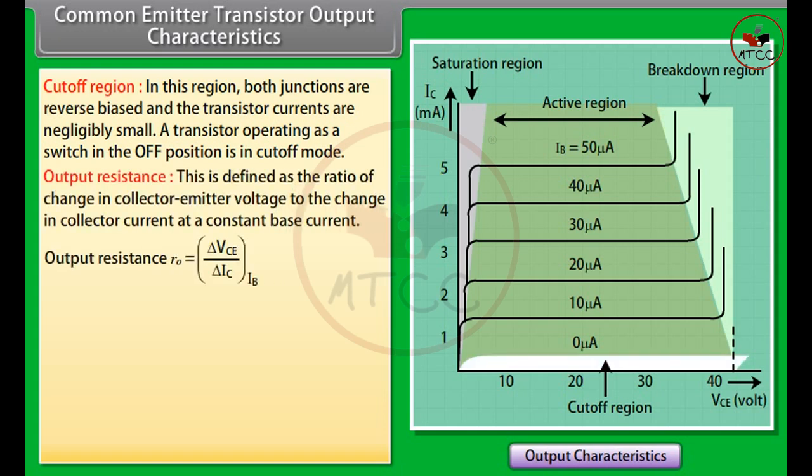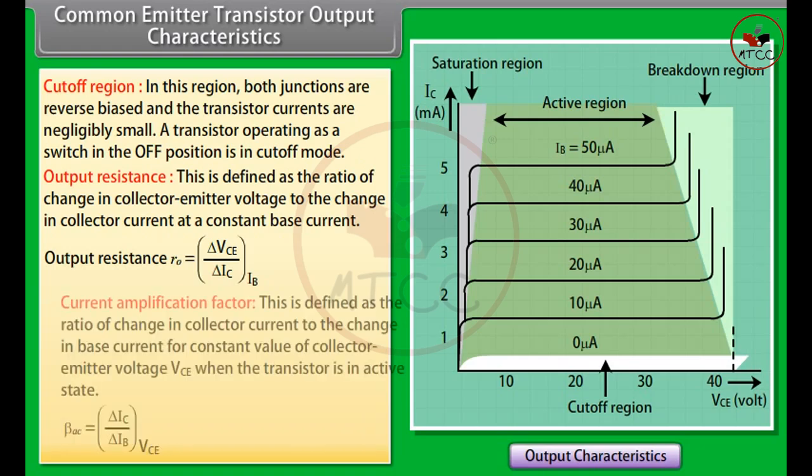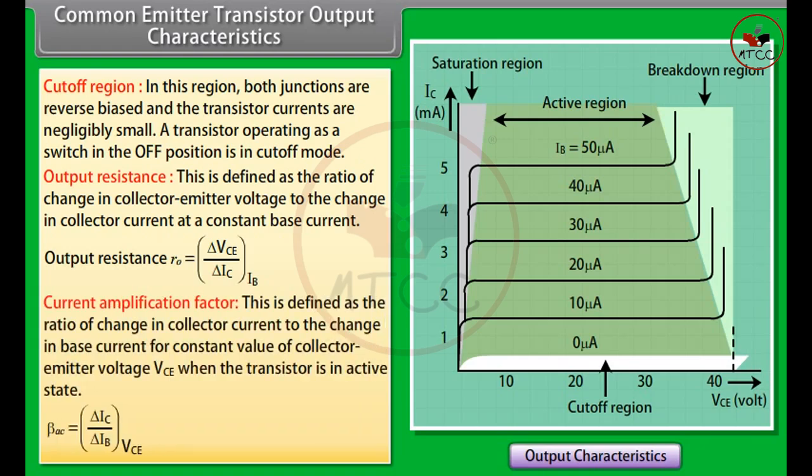Output resistance. This is defined as the ratio of change in collector emitter voltage to the change in collector current at a constant base current. Current amplification factor. This is defined as the ratio of change in collector current to the change in base current for a constant value of collector emitter voltage VCE when the transistor is in the active state.